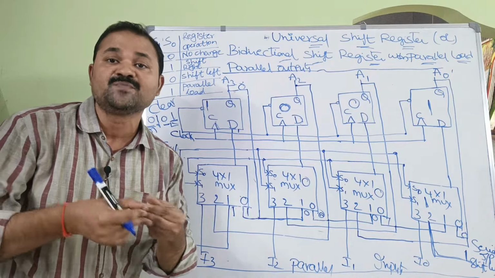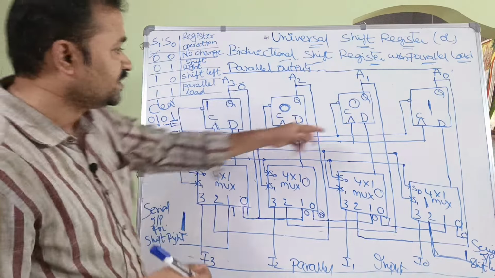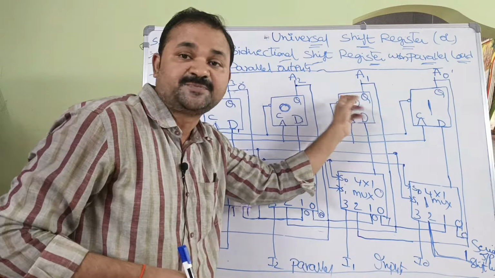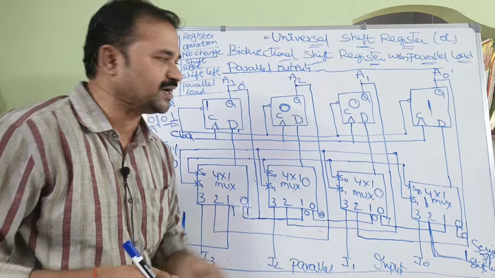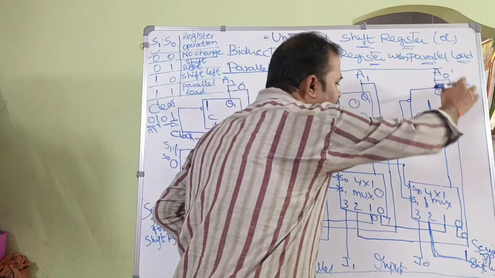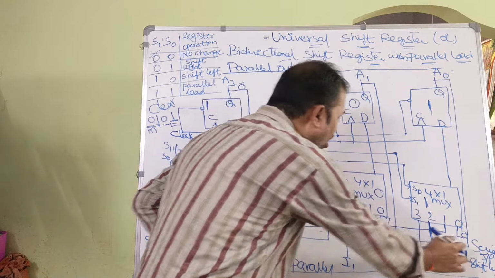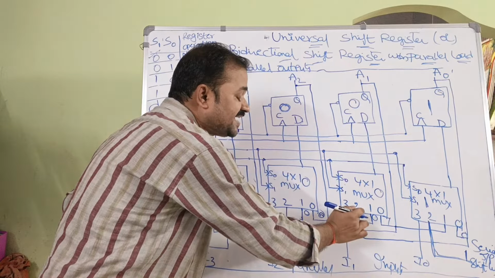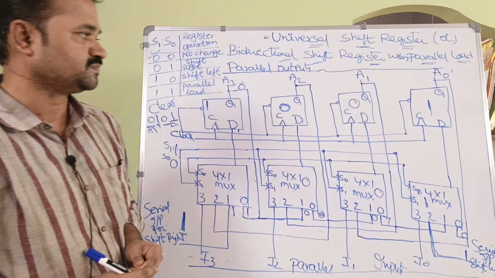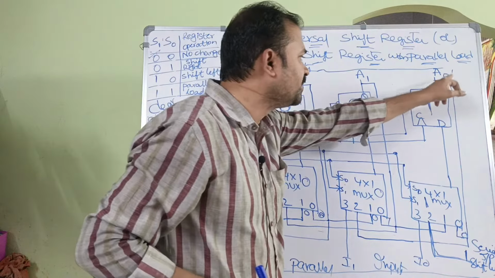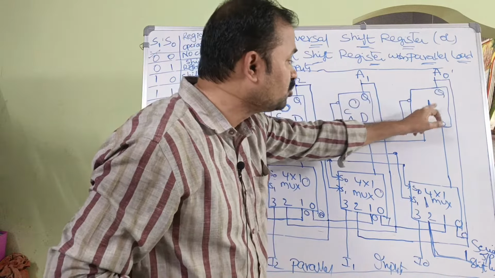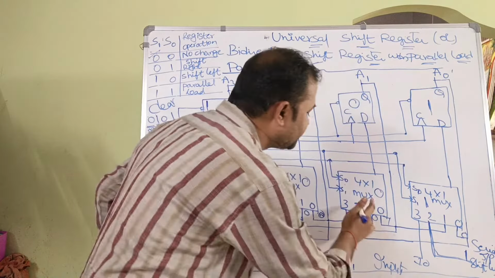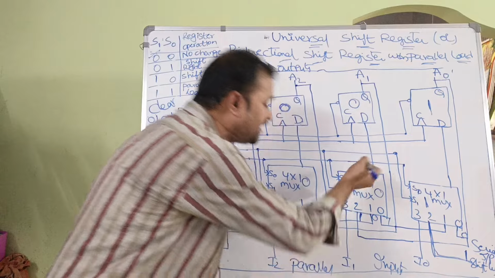Now let us apply one more clock pulse. What will happen? This 1 will be shifted to its previous flip-flop. Let's see how we can do that. The output of this flip-flop is A0. This A0 will be connected to the second input line of the multiplexer. What is the output of this flip-flop? 0. What is the output of the other flip-flop? 1. So now this 1 will be connected to the second input line of the multiplexer.